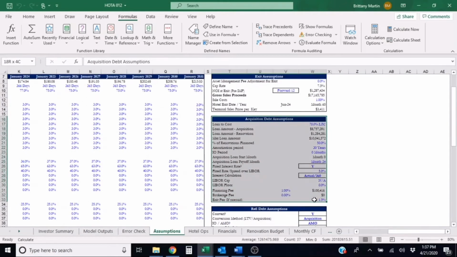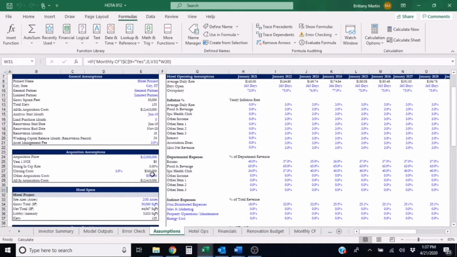I usually keep my origination fees separate and model out the origination fee over here with the loan. I entered 1% over here, and this takes 1% of the max loan amount. My origination fee is entered under debt assumptions, so I would not include it in this closing costs amount here.